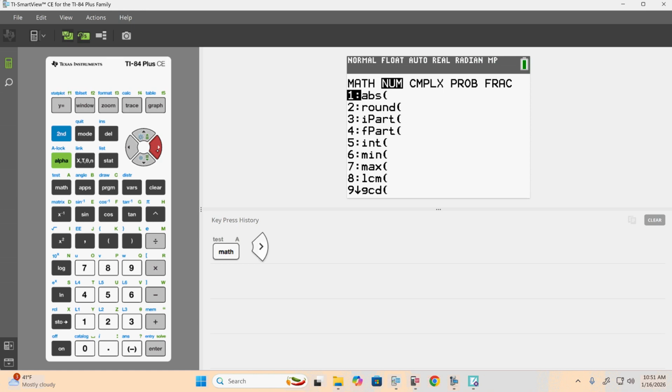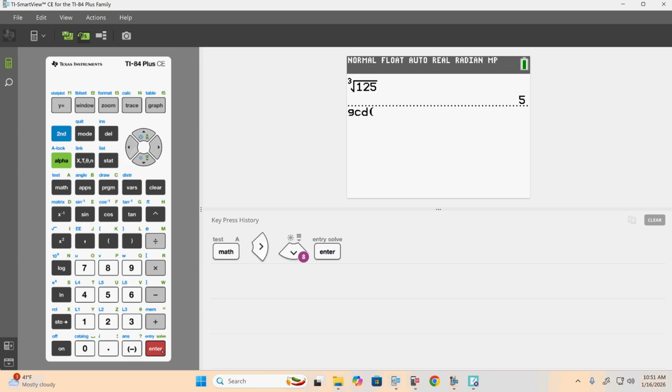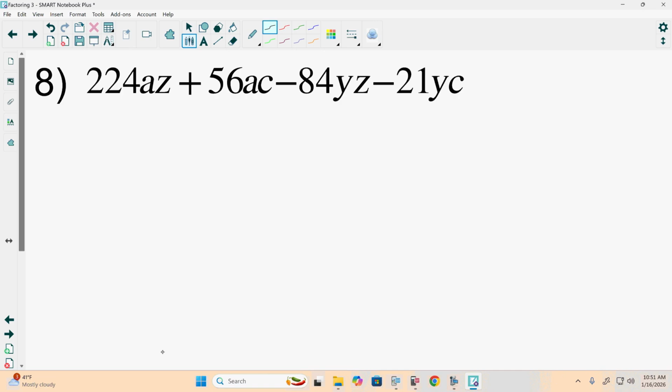Round, if we put a number in there with a decimal, it would round it. If we put an expression for I part, it'll tell us the imaginary part. F part, into, min, max, LCM, GCD, greatest common denominator, which is just the biggest factor, the greatest common factor. So the calculator will actually find the greatest common factor if we want it to.